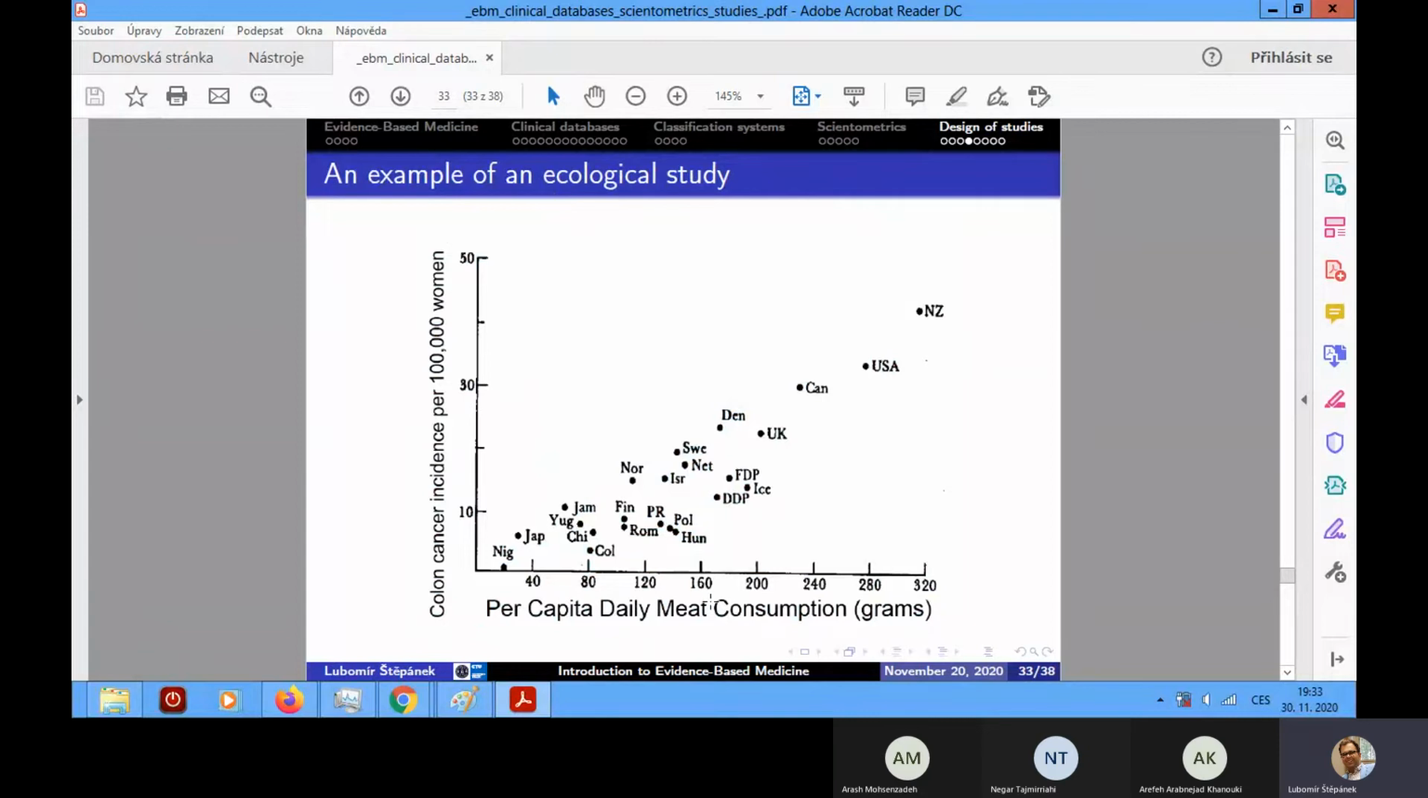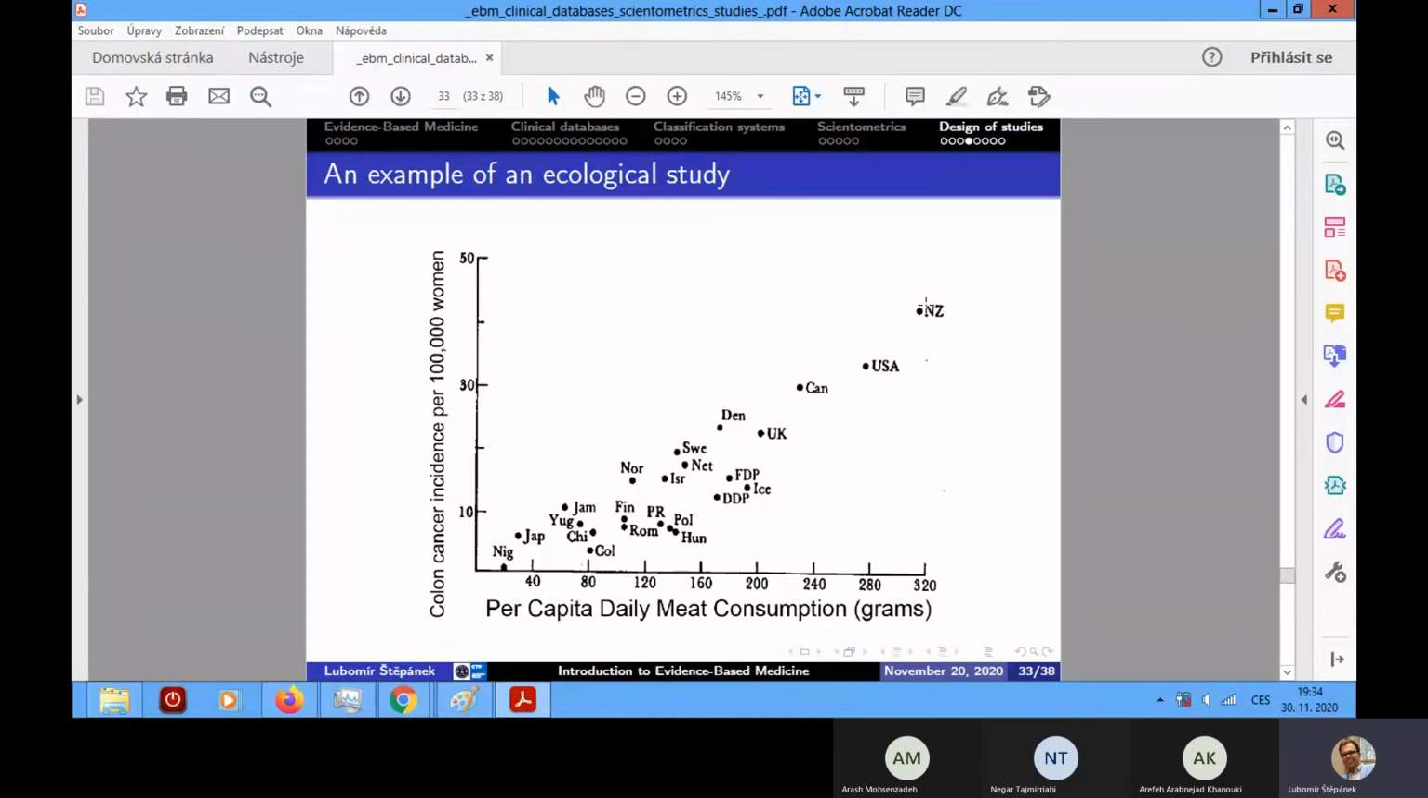The absolutely fundamental problem in this graph is that we know there are some people who consume meat on a daily basis at a very high level, and there are also some who developed colon cancer. There are people who consume meat at a very high level, and there is also a relatively high number of women who got colon cancer.